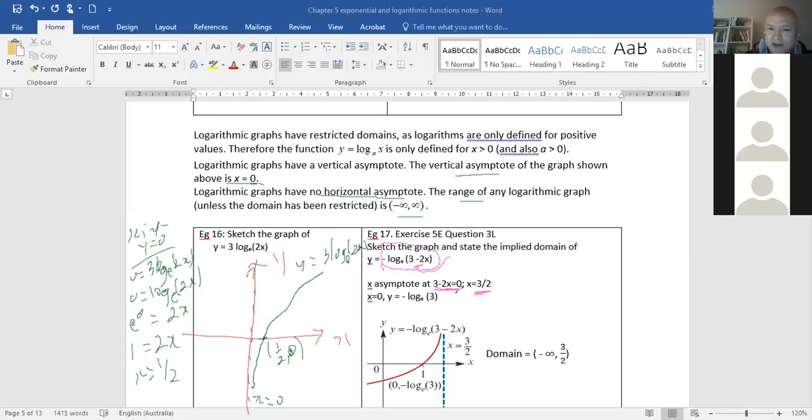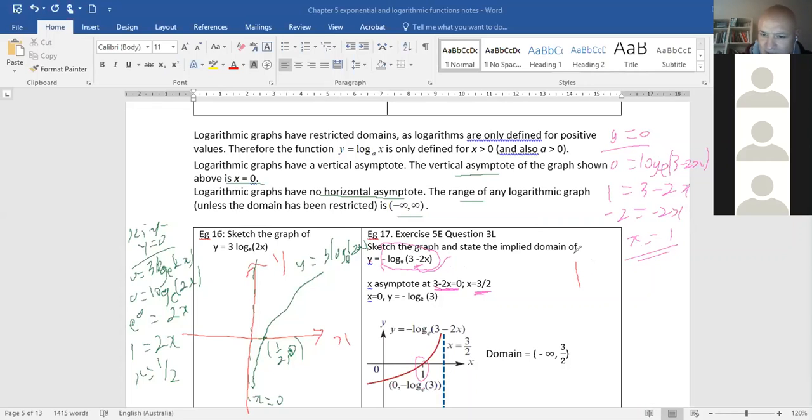And I can work out where it's going to cross the x-axis because I put y equal to 0. So I get 0 equals log e of 3 minus 2x. E to the power of 0 is going to be 1, is 3 minus 2x, minus 2 is going to be minus 2x, and x will equal 1. So I get my 1 and 0 there. And of course, x equals 3 on 2 is the asymptote. But to get to this stage, before we know how this graph looks like, that's more important.